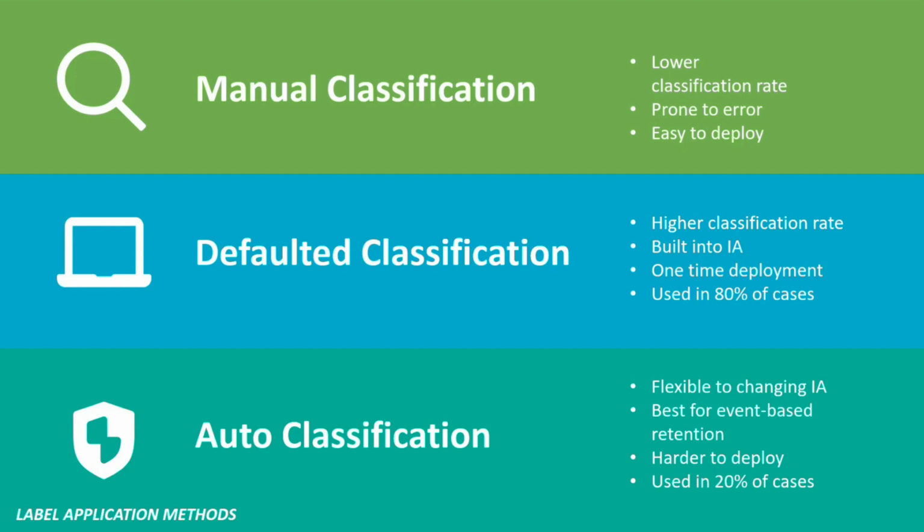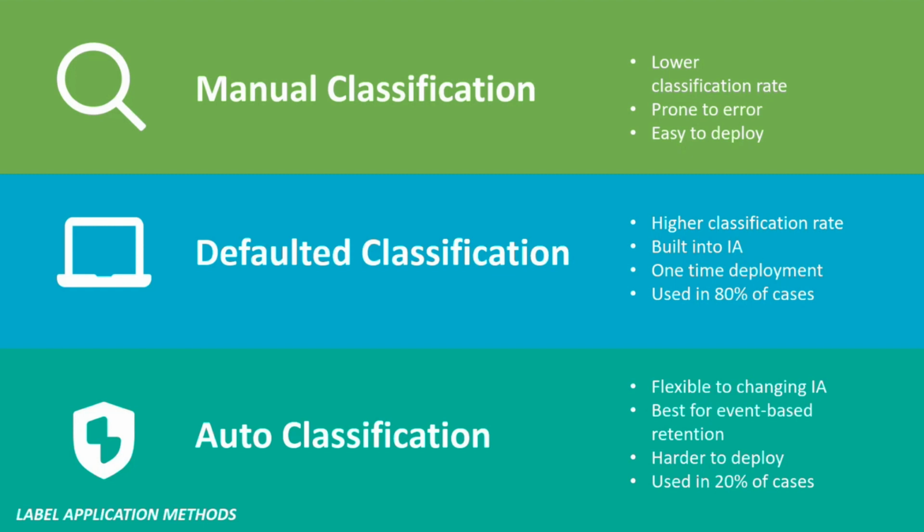However, the very first one is kind of the simplest approach, is that users manually classify their files with the retention labels published by your organization. So even though it's very simple, it leads to a lot of user error, lower classification rates because users tend not to know which kind of labels to apply. There's kind of like training that goes in with that. So we don't typically recommend that one. What we do recommend is defaulted classification or auto classification.